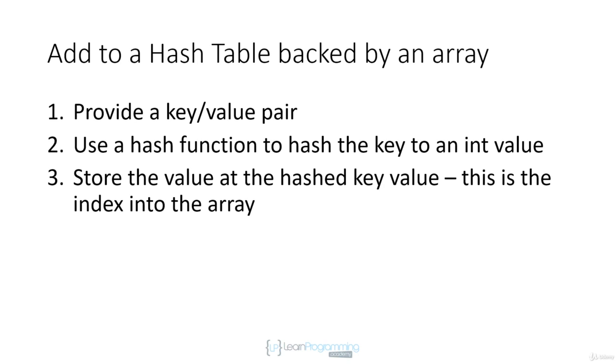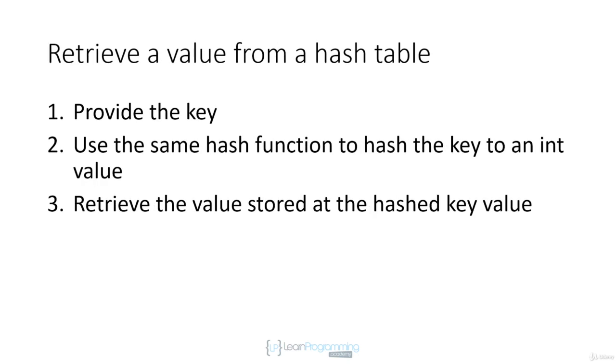Now, when we wanted to retrieve the employee with the key Jones, we would provide the key, and obviously it's got to be the same key you used when you added the object, or it's not going to work. And then we're going to hash the key again, and obviously you have to use the same hash function that you're using to add values, otherwise it's not going to work. And so we'll provide the key Jones, we'll use the same hash function to hash the key to an int value, and we would get 4, and then we'd go and get the item that's stored at position 4 in the array.